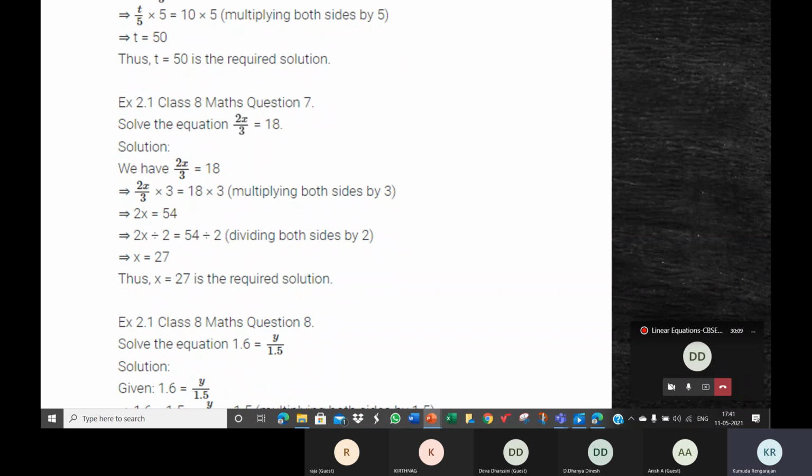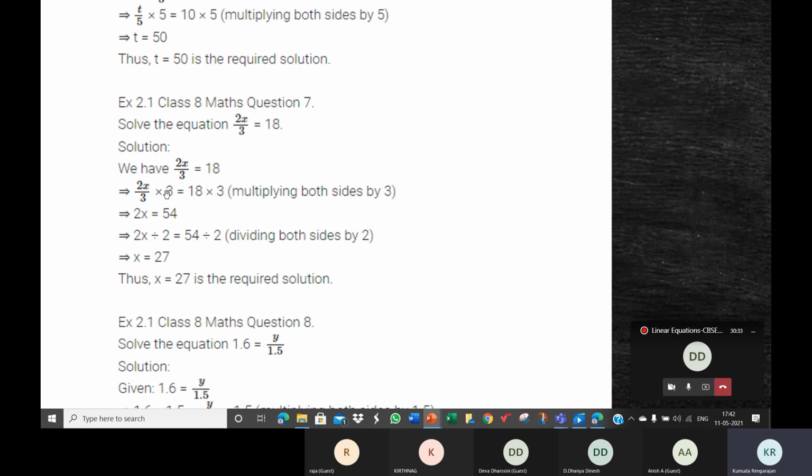So in the next one, we have 2x by 3 is equal to 18. So we'll have to do it one by one. First, let's get rid of 3. Along with x, there is 2 and there is also 3 with x. You can remove any one of the 2 first. Now here, we'll try to remove 3 from there.